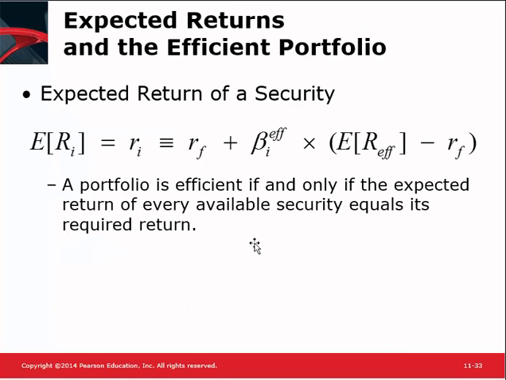So in the end, we end up with a formula. Our formula says if you want to find the expected return on a portfolio, it's the risk-free rate plus the beta of the efficient portfolio multiplied by the risk premium. And again, a portfolio is efficient if and only if the expected return for every other security equals its required return. They all have to be equal. If that's true, then we now are talking about this efficient portfolio concept.